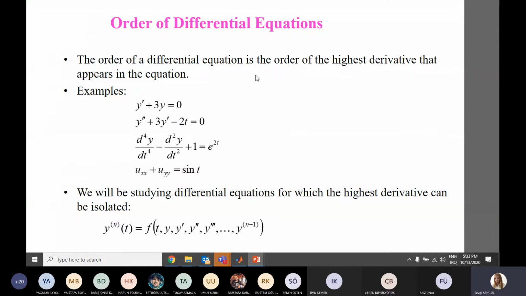Also, the order of a differential equation is the order of the highest derivative. Look at the first one. What is the order? The highest derivative is first order. In this one, the highest derivative is second order. So this differential equation is a first order differential equation. This is second order. This is fourth order. This is second order because it's taking the derivative twice with respect to x.